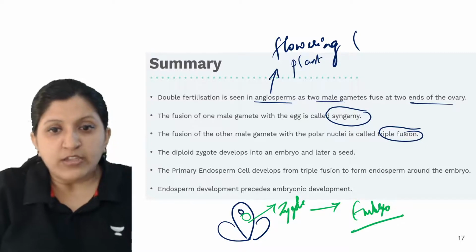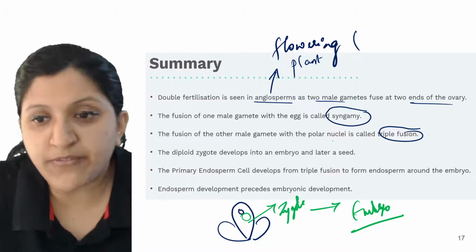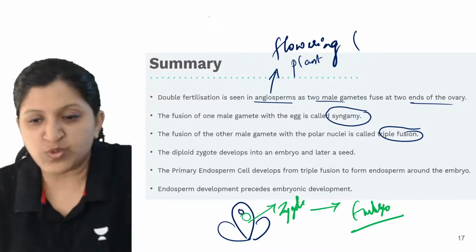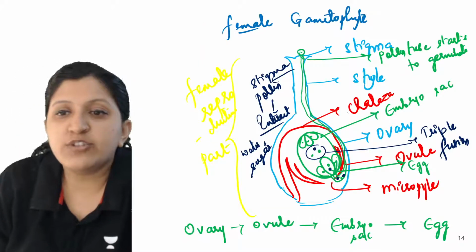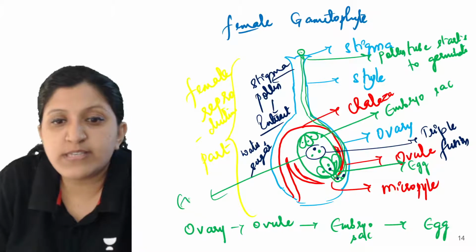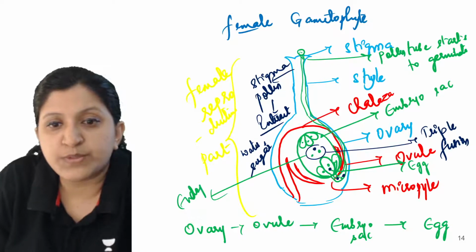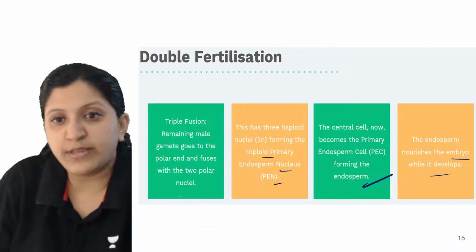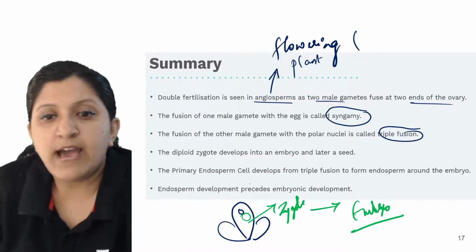All right, so next, the primary endosperm cell develops from the triple fusion to form an endosperm around the embryo. So this was the one. This whole structure which is there is making an endosperm, and this endosperm provides nourishment for the plant. All right, so let's have a look at the last one.